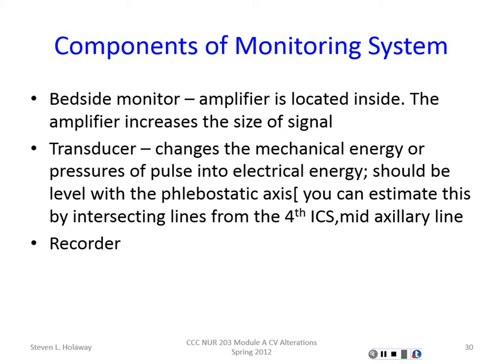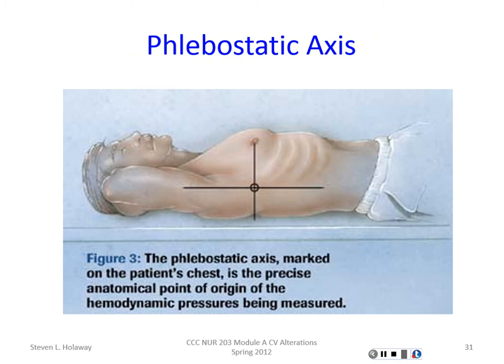You'll level the transducers to the patient. Those transducers have to be leveled to the phlebostatic axis. The phlebostatic axis basically is a point on the chest, okay, where it is mid-axillary line, fourth intercostal space, and that's where you're going to level to. And you're going to level the stopcocks on the transducers to that level.